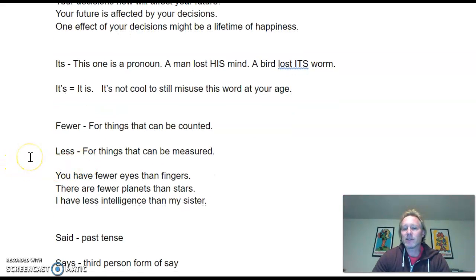Fewer and less, they're very similar words, but they're used totally differently. Fewer is for things that can be counted, and less is for things that can be measured. So you have fewer eyes than fingers, and there are, even though you can't count them, fewer planets than stars. I happen to have less intelligence than my sister. We can't count that. It's just a measurable thing.